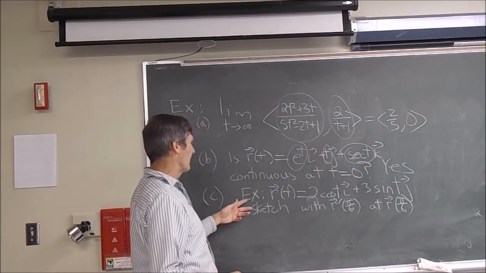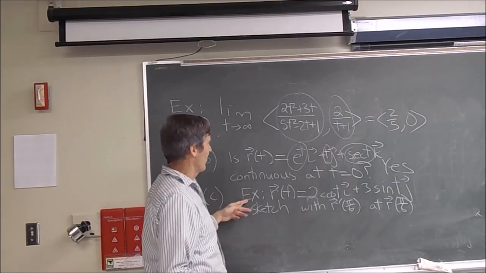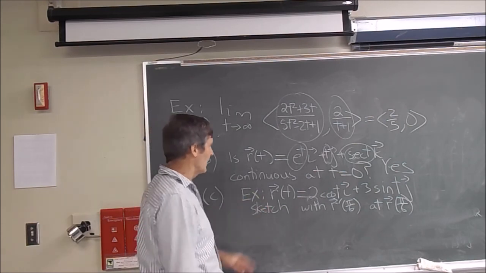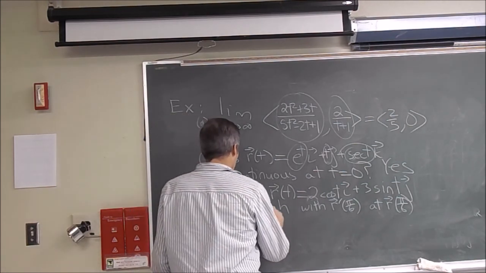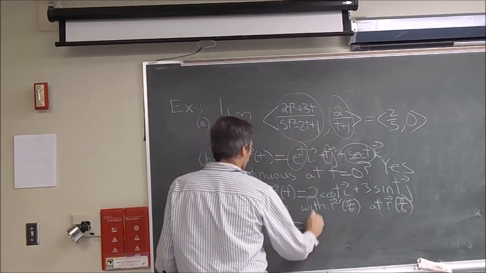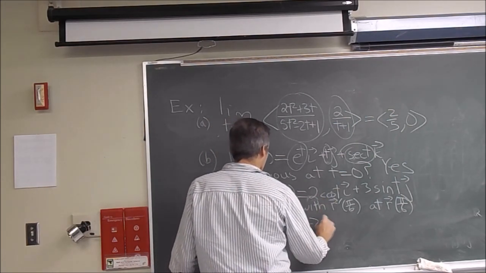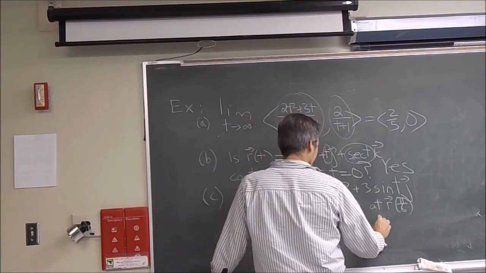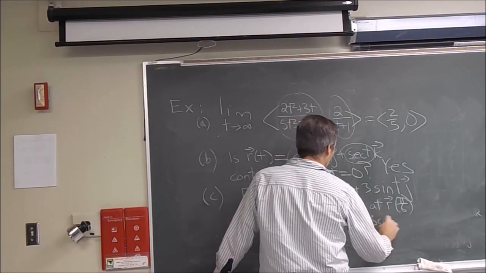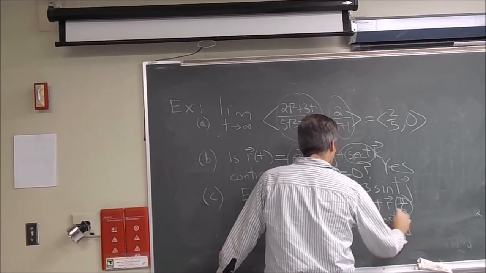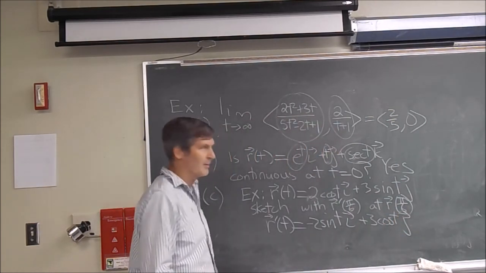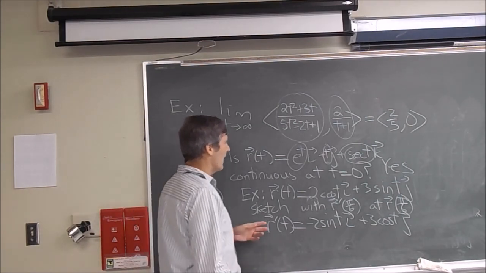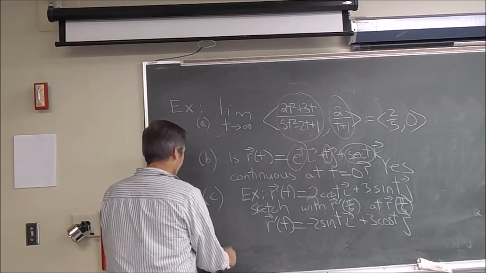How about this one? If you want to calculate the derivative, it's just calculus 1 component by component. You compute r prime of t equals derivative of 2 cosine t is minus 2 sine t. That multiplies i. Derivative of 3 sine t is 3 cosine t. And so you just take the derivative component by component. But now here's where the additional twist comes through when you're doing the vector calculus. How do you sketch this stuff?